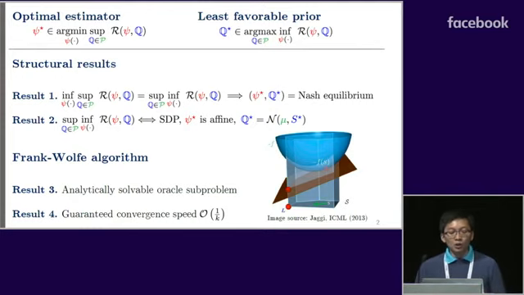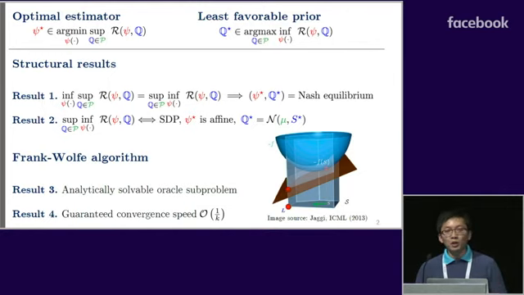Second, we show that the optimal robust estimator is going to be a linear function of the measurement, and the least favorable prior is going to be a normal distribution sharing the same mean with the nominal distribution. As such, finding the optimal robust estimator is now equivalent to solving a nonlinear semi-definite program.